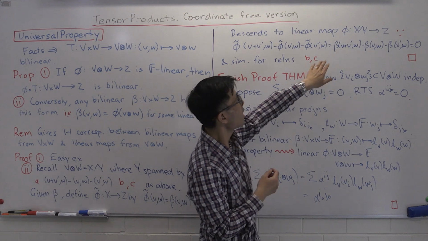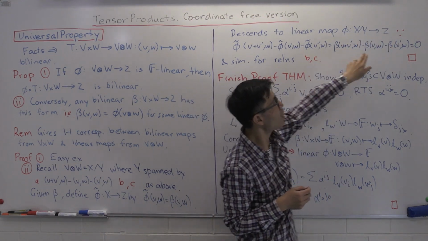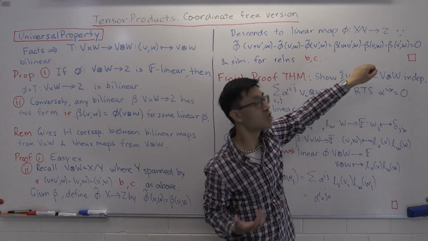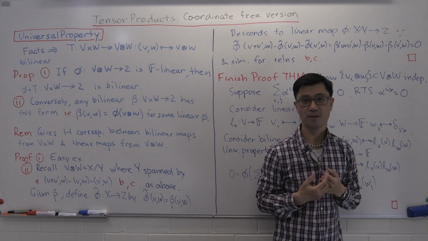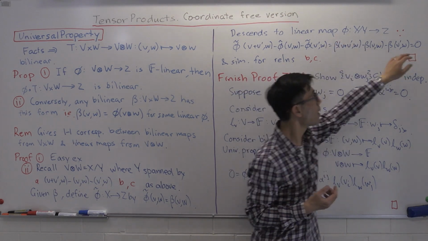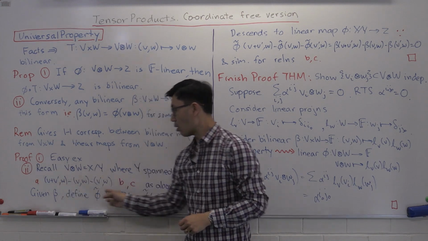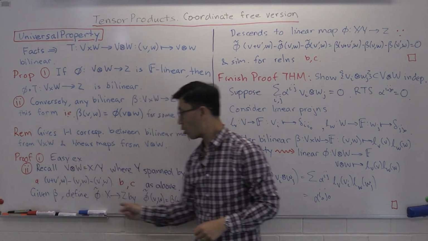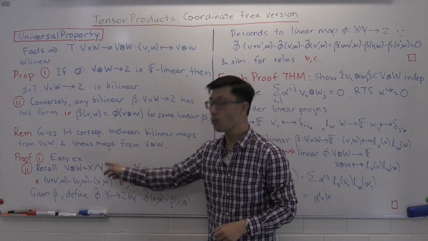Okay, so in particular, if you fix the W, it's going to be linear in the first variable. And in particular, it preserves addition in the first variable. So of course, this is just 0. Okay, so the fact that this is 0 means that phi tilde annihilates all these elements here, which give you defining relations for this and define Y here.